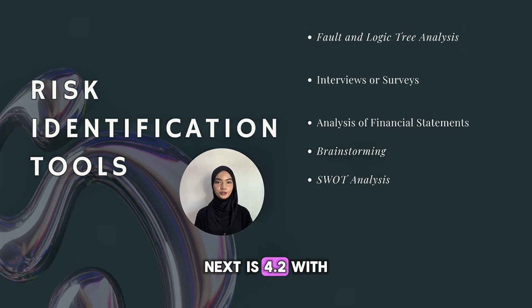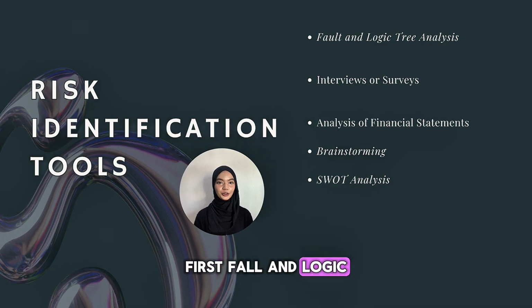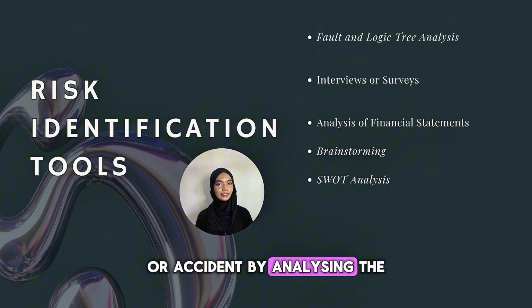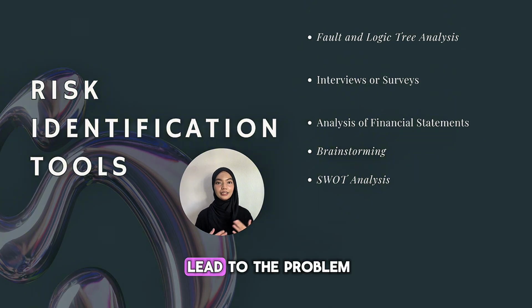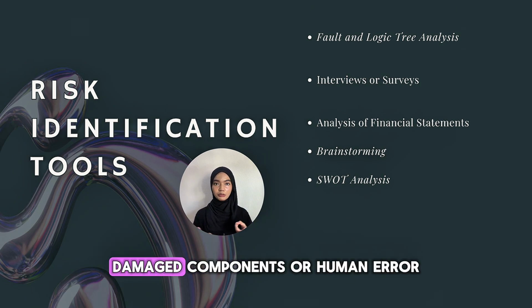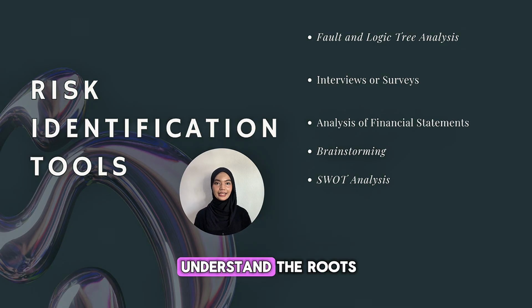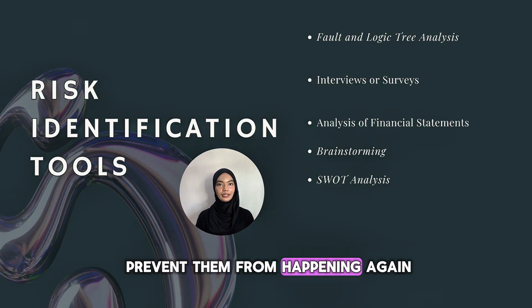Next is 4.2 Risk Identification Tools and Techniques. First, fault and logic tree analysis. Fault and logic tree analysis is the technique used to identify the causes of a risk or accident by analyzing the sequence of events that lead to the problem. For example, if a machine stops operating, the causes may be power failure, damaged components, or human error. This technique helps organizations understand the root causes of risk and prevent them from happening again.